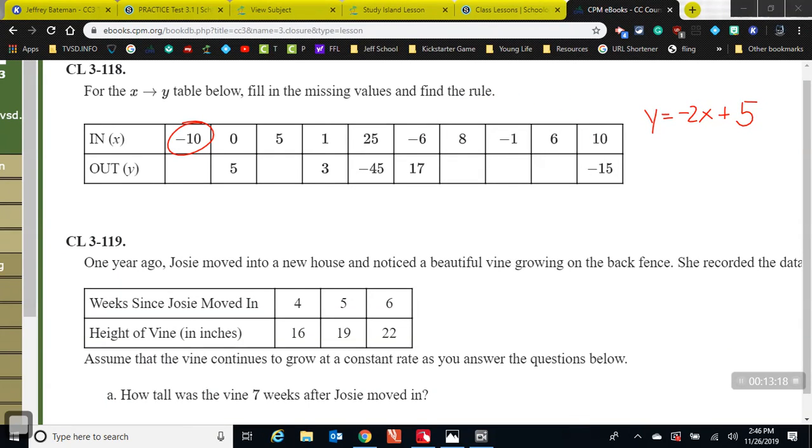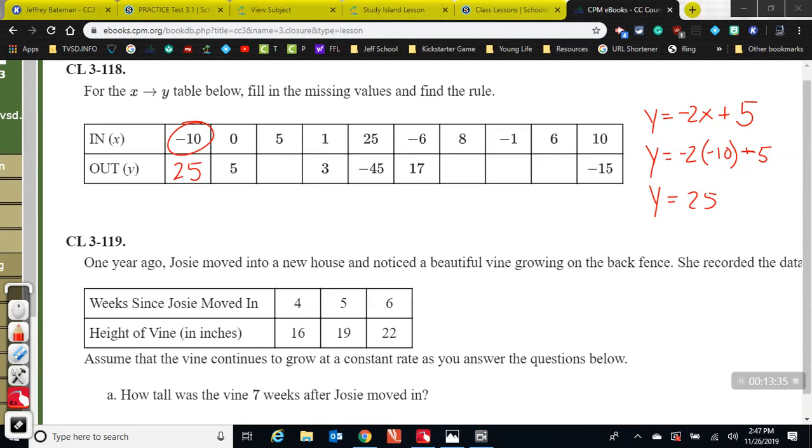So I'm going to start off here with -10. So y equals -2 times -10 plus 5. And 2 times -10 is going to give me a positive 20, plus 5 is going to be 25. So I put 25 in for y. You can do that for all of these.